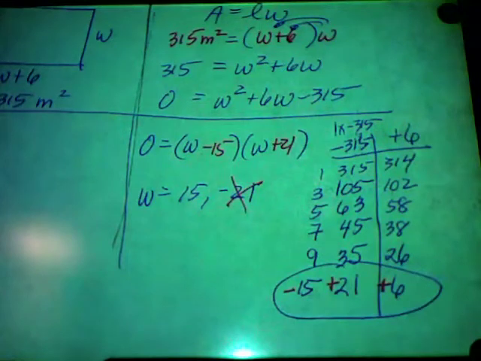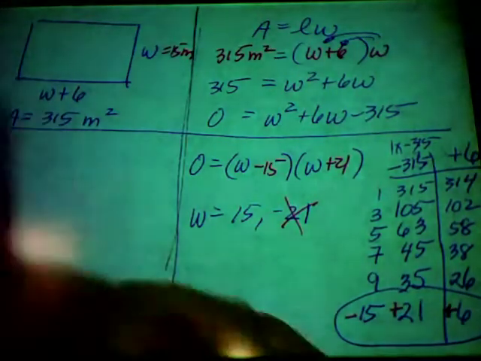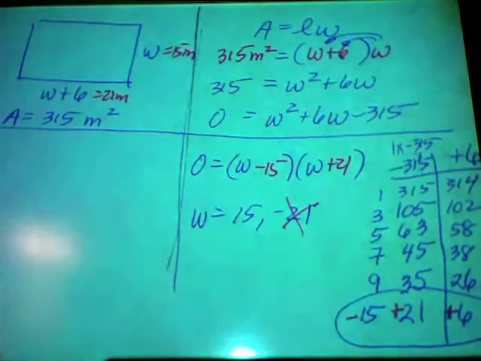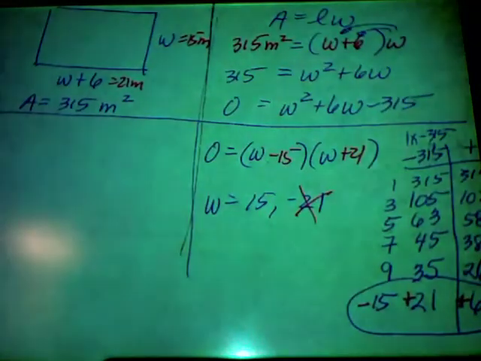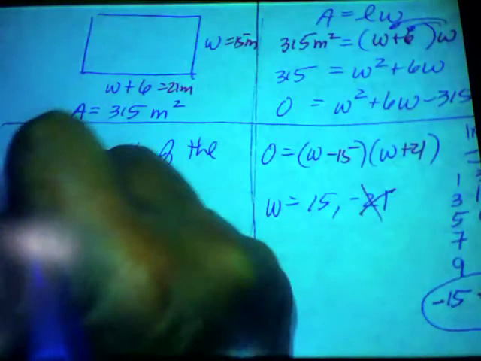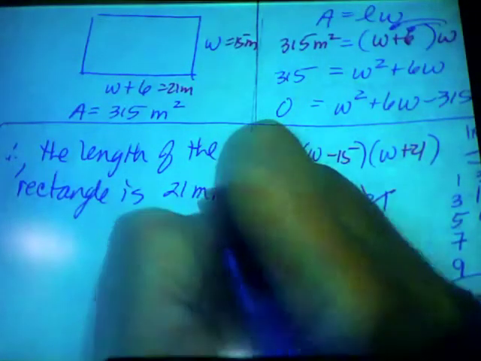So go back to your let statement. Your width is 15 and it's meters, right? What's your length going to be? What's 15 plus 6? So my length is 21 meters. And by this time I forget what the question is. So the question says find the length. Did we find the length? Yes. So therefore, the length of the rectangle is 21 meters.